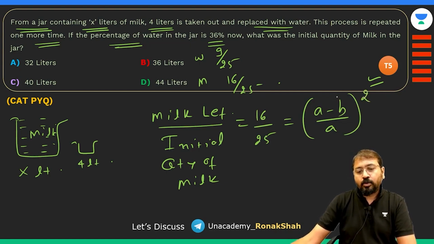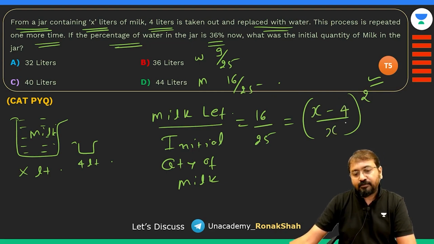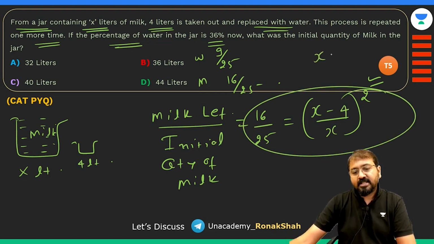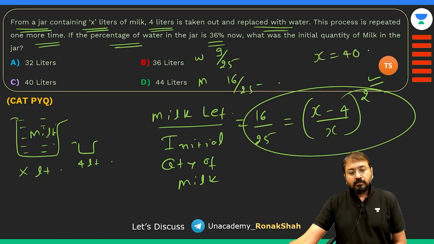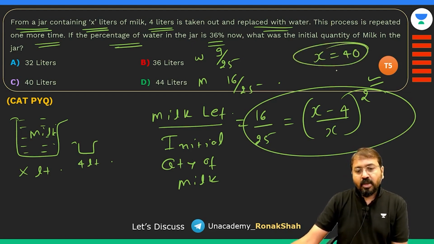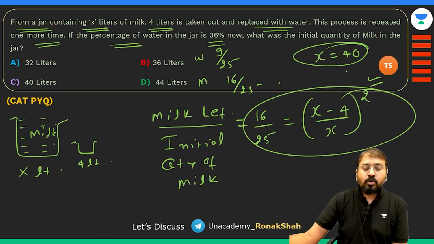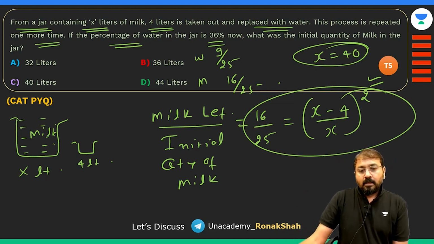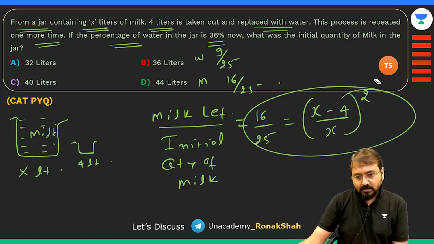If I take the square root of this, what is the value of a? So a is nothing but x. That is what we need to find out, the initial quantity, and we are removing 4 liters every time. So if I solve this one, I'll get x as 40 liters. Very simple to make out. Every time I'm removing 4 liters out of 40 liters. Let me just solve this, by the way. 4 by 5.